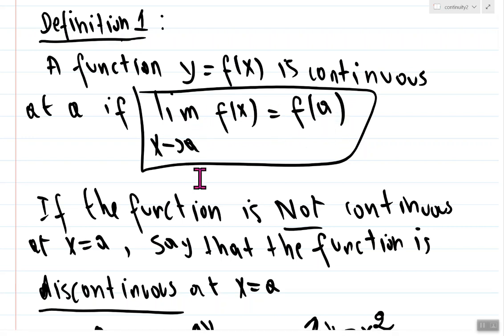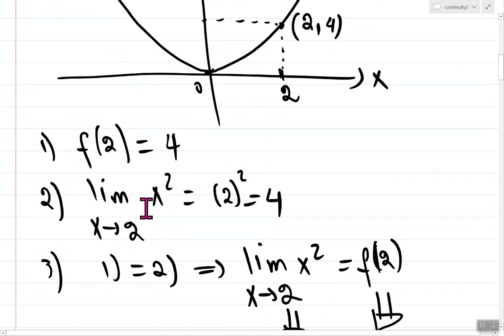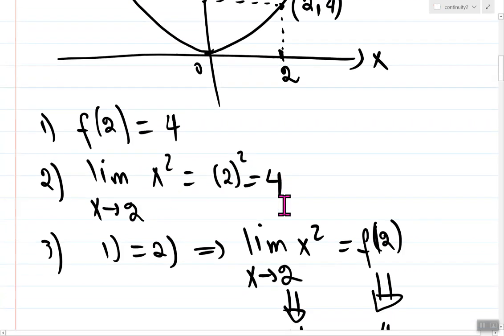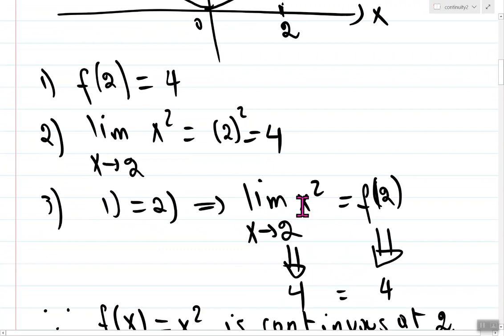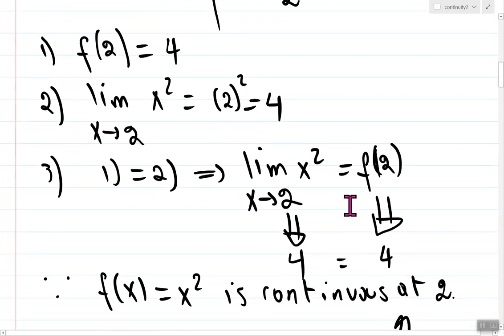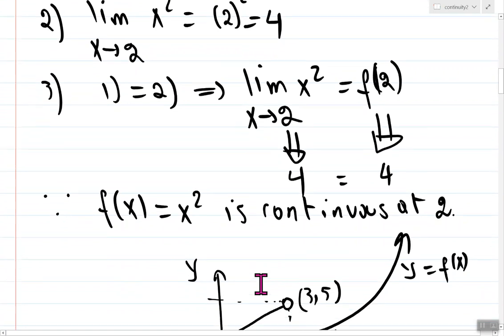Now we go to the left side. We take the limit of the function, which is x squared, as x approaches 2. Since x squared is a nice function near 2, we can just plug in x equals 2 to get 4. So statement 1 and statement 2 are equal. The limit of x squared as x approaches 2 equals f of 2, because on the left side we get 4, and on the right side we get 4 also. So 4 equals 4, and we say that the function f of x equals x squared is continuous at x equals 2.